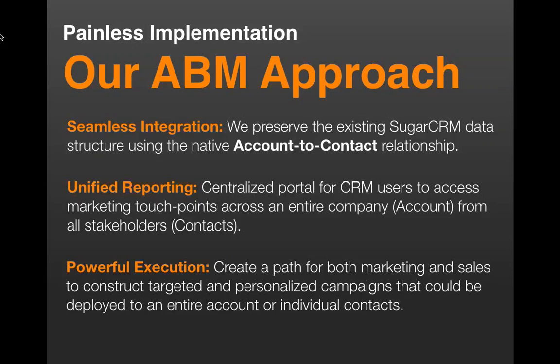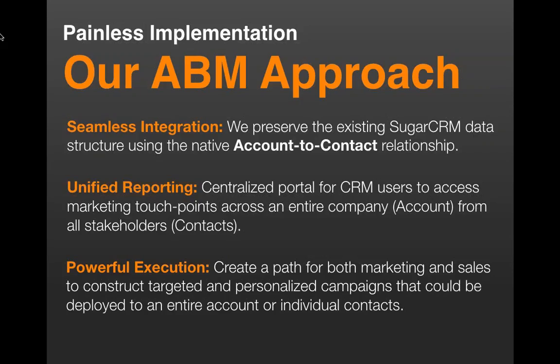So our design vision or goal for ABM for Sugar was to first preserve as much of the CRM data structure as possible in order to provide a seamless implementation and integration for our users. And a seamless implementation for us meant that our users would be able to maintain all of their existing accounts and contact relationships that are already created within Sugar. We're leveraging the native data structure.